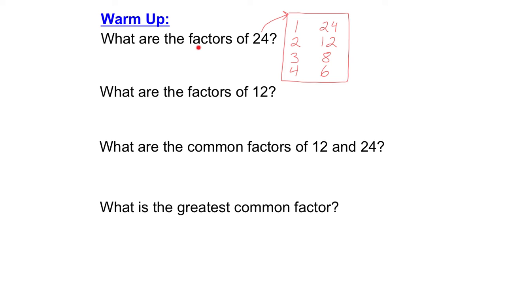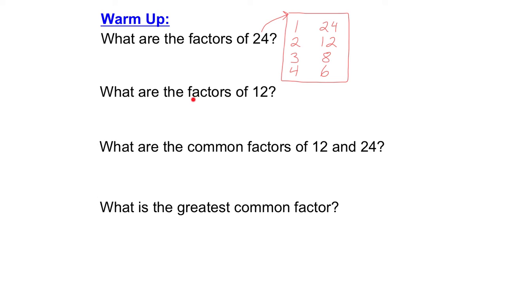Well, if we want to know the factors of 24, we have to think about what numbers go into 24. I can do 1 times 24, 2 times 12, 3 times 8, and 4 times 6. 5 doesn't go into 24, and 6 is the next number, but it's already in my list, so now I have a complete list. 1, 2, 3, 4, 6, 8, 12, and 24 are all factors of 24.